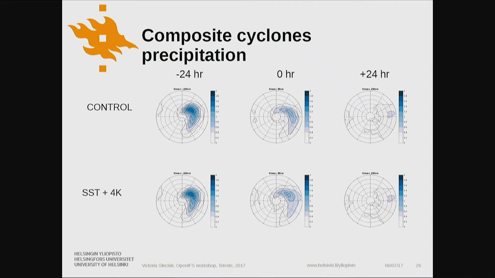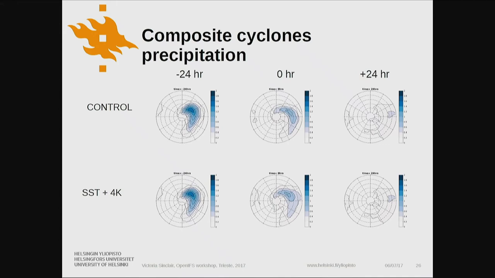So if we go on to look at the precipitation, if we just look at the top line here, we see that most of the precipitation actually occurs before the time of maximum intensity. This is in agreement with previous studies. These precipitation values are around 2 millimeters per day, so they're relatively sensible. And you see it really maps out this typical warm conveyor belt area of a cyclone.